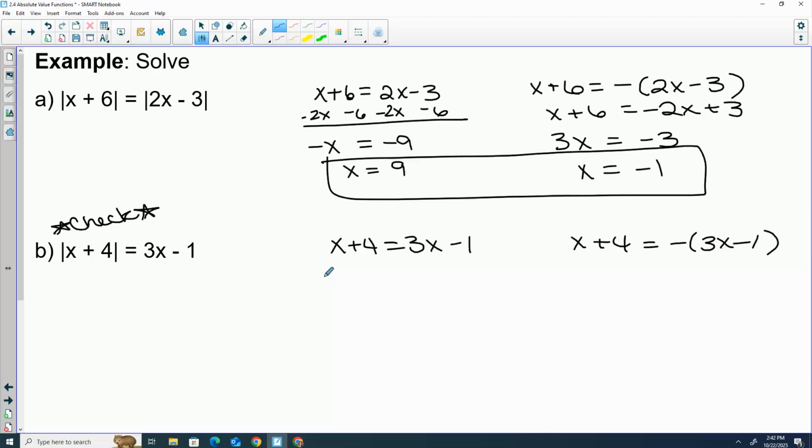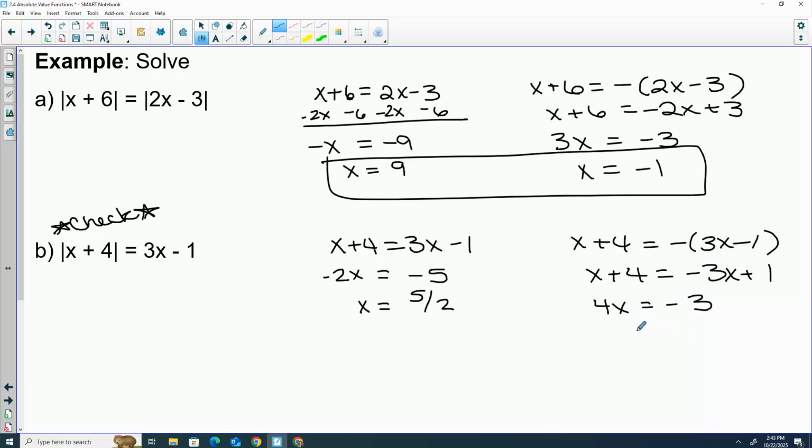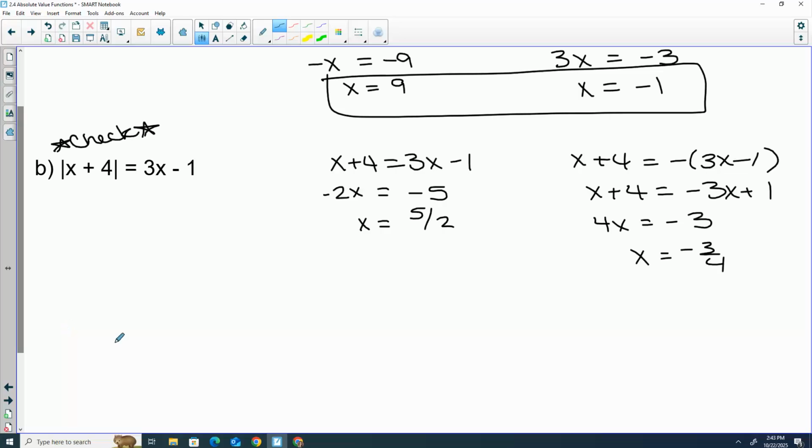When I solve these, so if I subtract over my 3x, subtract my 4, and divide, I get 5 halves. Over here we distribute a negative. We add over the 3x, subtract over the 1, or the 4, we get negative 3/4. All of the others worked because it was just a number outside our absolute value. Because this one also has a variable, we need to check those.